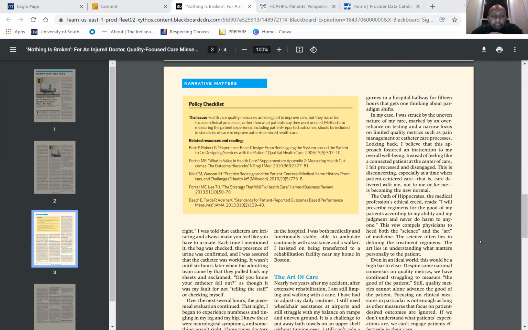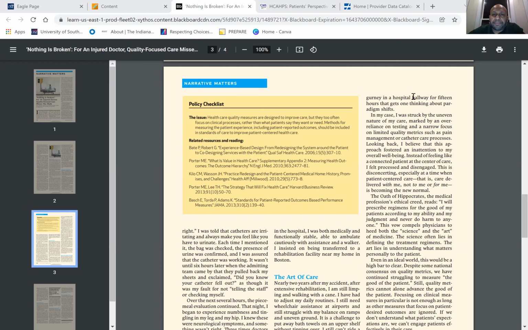So I'm on the third page here, this section, policy checklist. And it says healthcare quality measures are designed to improve care, but they too often focus on clinical processes rather than on what patients say they want or need. Now, that's very true, historically true, but I want to just show you a couple websites that really balance this out.